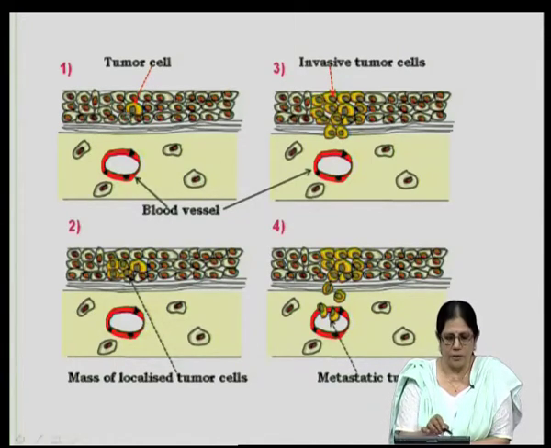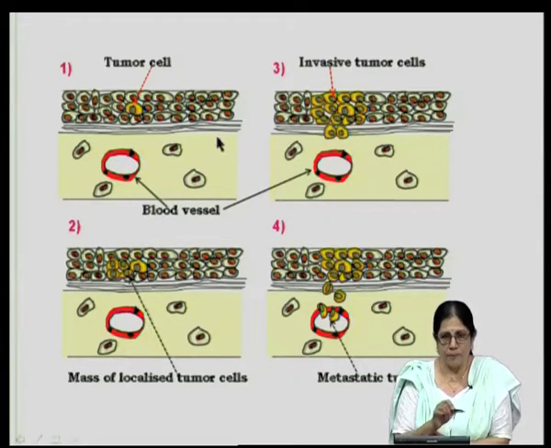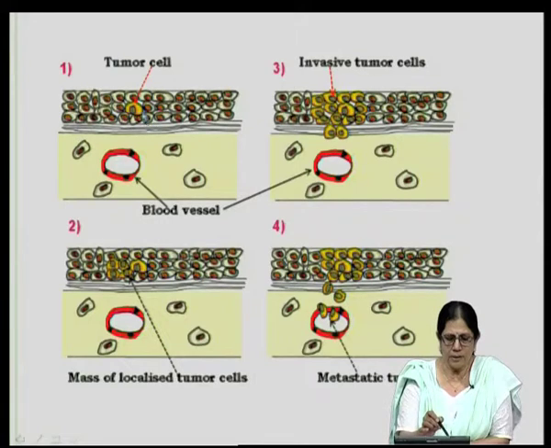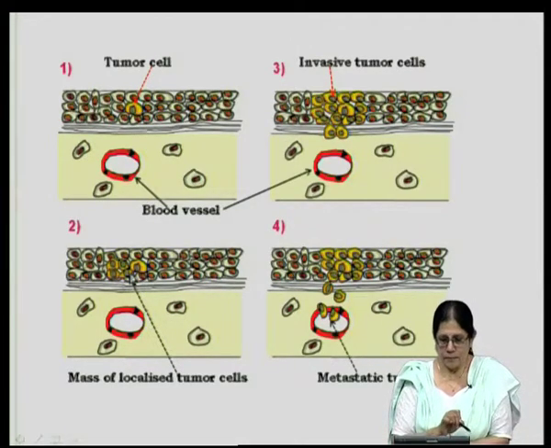So, this is an aberrant cell. Now, this is an epithelium, you can see underlying there are blood vessels, and this is the stroma. Now, a single cell, which may be because of accumulation of mutations, has now established itself as a tumor cell. The tumor cell starts to proliferate and become a mass of cells.